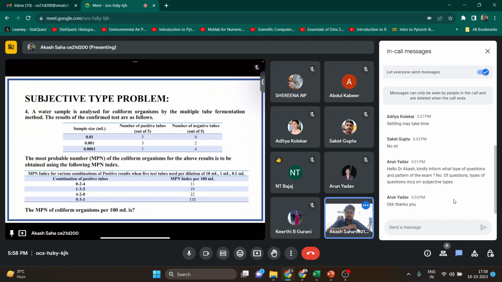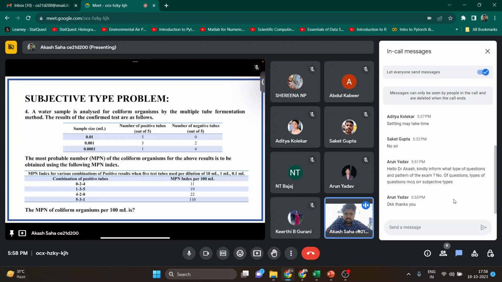Okay, so now an MPN type of problem. We know that most probable number, you have to find the MPN per 100 ml of sample, which refers to the coliform organisms. It says a water sample is analyzed for coliform organisms by multiple tube fermentation method. The results of the confirmed test are as follows. They have given some sample sizes. For 3 sample sizes, out of 5, how many are positive tubes and how many are negative tubes?